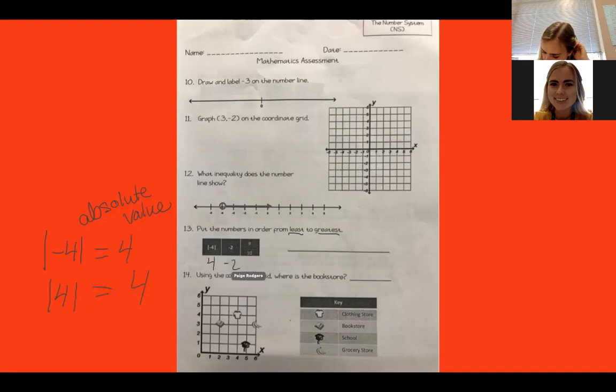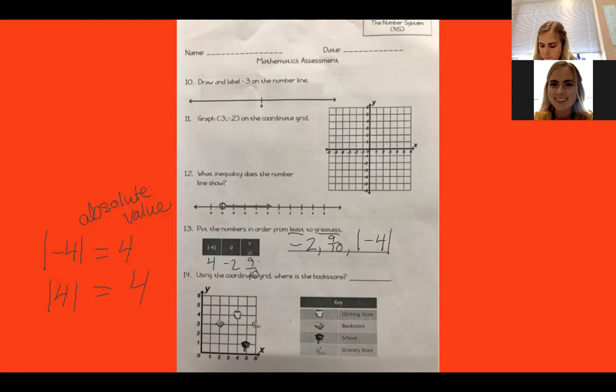Then we have -2, and then we have 9/10. So from least to greatest, the smallest numbers are always going to be negative. So -2 is my smallest. Then the next biggest looks like it's 9/10 because 9/10 is less than 1, but it's a positive number. And then my biggest number is the absolute value of -4 because that is equal to +4. So that's it in order from least to greatest.